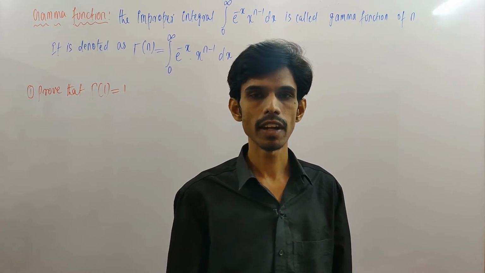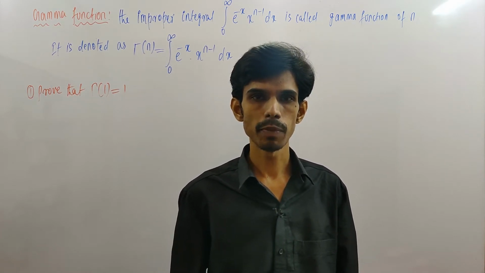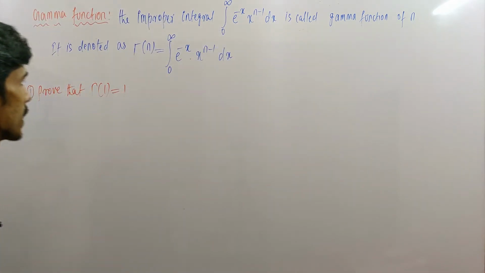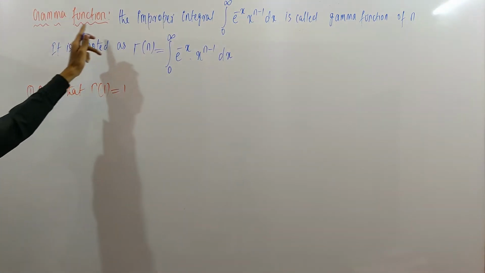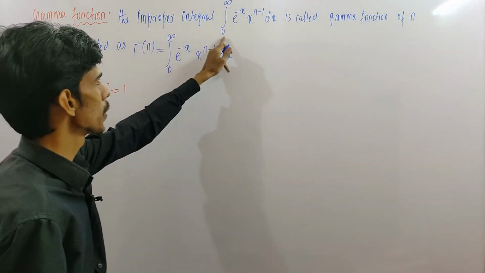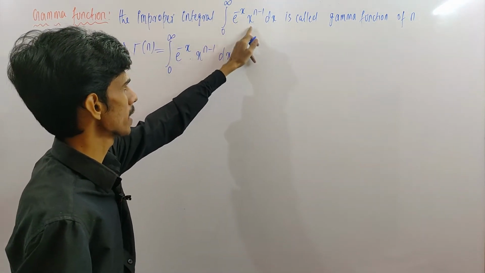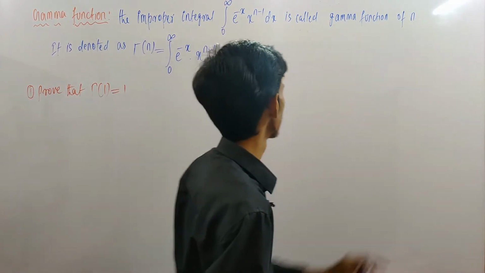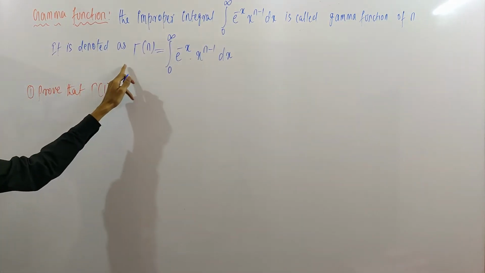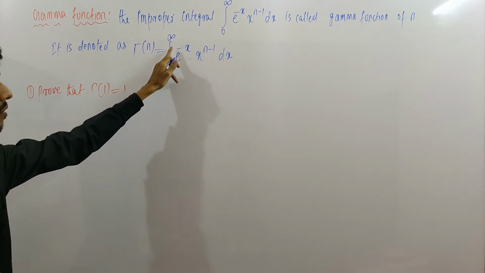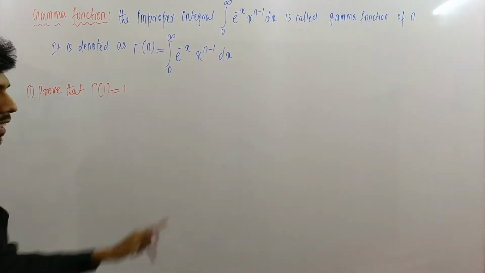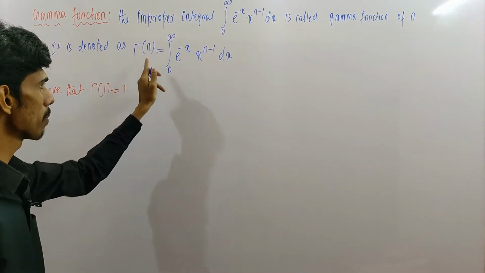In this video lecture, I am going to discuss one of the special functions, that is the gamma function. Let us see the mathematical definition of the gamma function. The improper integral from 0 to infinity of e power of minus x, x power of n minus 1 dx is called the gamma function of n. It is denoted as gamma of n equal to integral 0 to infinity e power of minus x x power of n minus 1 dx. This is the mathematical definition of the gamma function.